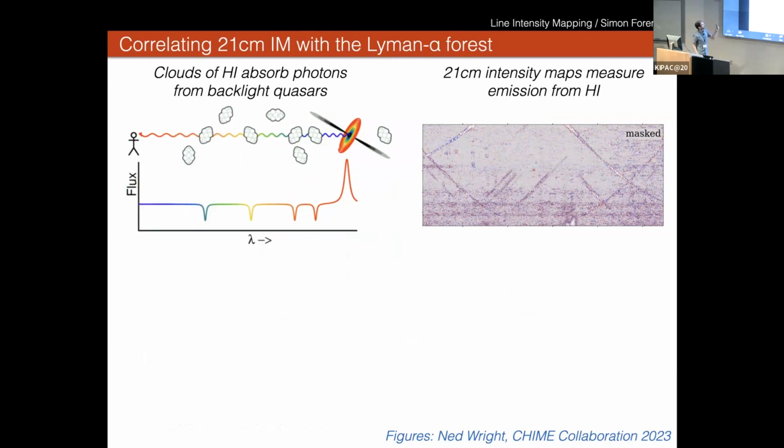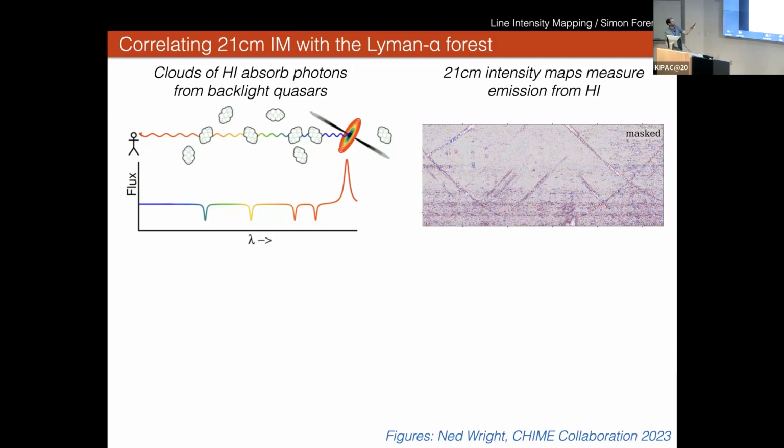We can also think about the Lyman alpha forest, which is also measured by the eBOSS survey. Remember, the Lyman alpha forest is the name for dips in the spectrum of a quasar when emission from the quasar passes through some cloud of neutral hydrogen and is absorbed by the Lyman alpha transition in this neutral hydrogen. So in a quasar spectrum, we expect to see dips whenever we see neutral hydrogen. In our CHIME maps, we expect to see excesses of emission whenever there's neutral hydrogen.